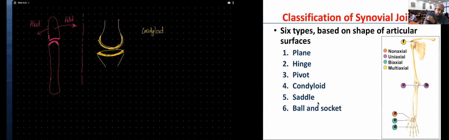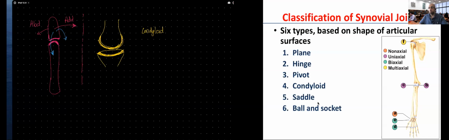Also, I can move along the sagittal line, performing flexion, reducing the angle, or performing extension. So I can perform flexion or extension, flexion, extension. So you see here, I can move along the frontal, abduction, adduction. I can move along sagittal, flexion, extension.